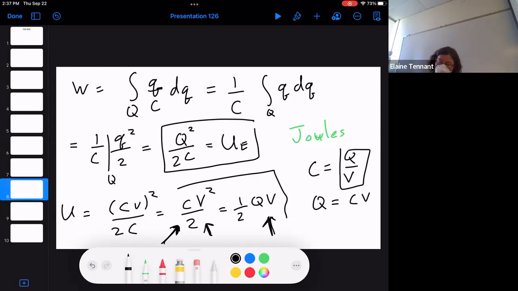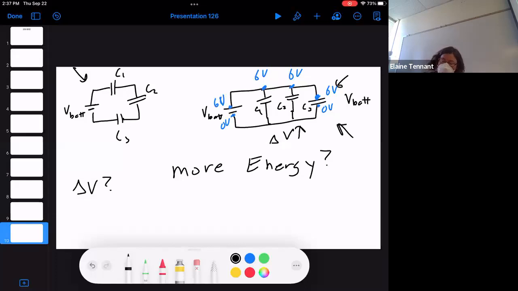That one or that one would be a good idea. If you have the higher voltage, what does that tell you about the energy? It will increase. So this has more energy because what this allows you is to have the higher voltages.